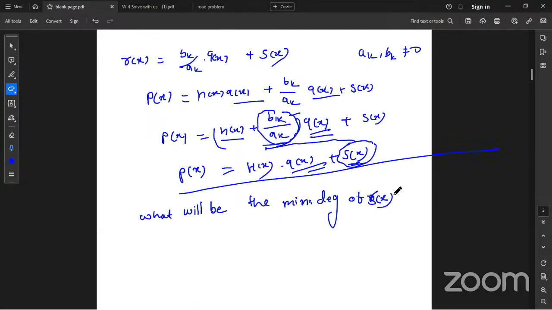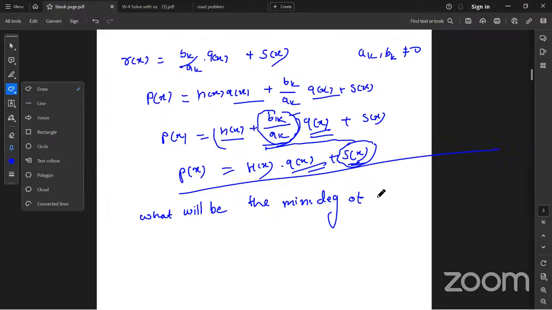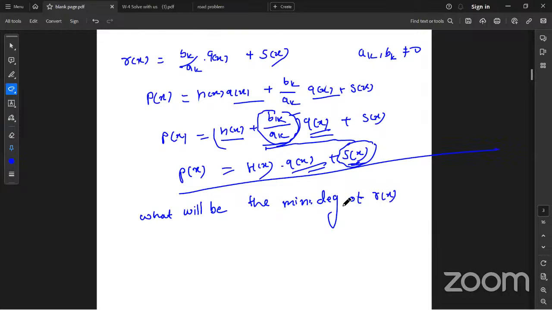So what will be the minimum degree of Rx, right? It can be 0, considering the above one. Strictly less than, minimum degree. So it is 0. It is the minimum, it is also 0. Okay, 0.